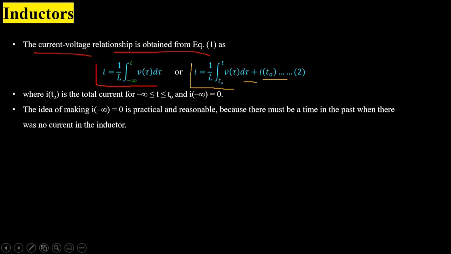Here i of t0 represents current stored in the inductor from time minus infinity to time t0, and also i of minus infinity equals 0, which represents that no current was flowing through the inductor earlier. The idea of making i of minus infinity equals 0 is practical and reasonable because there must be a time in the past when there was no current in the inductor.